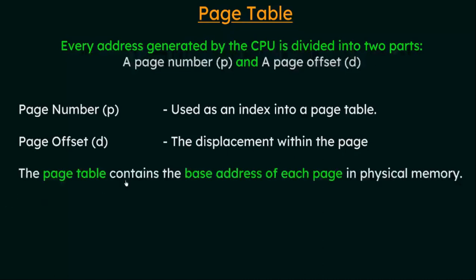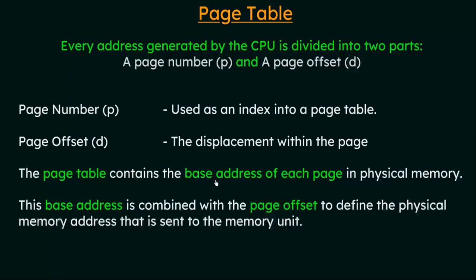The page table contains the base address of each page in physical memory. So what does the page table that we are going to discuss now contain? It contains the base address of each page. The base address is something like the starting address of each page. This base address is combined with the page offset to define the physical memory address that is sent to the memory unit.